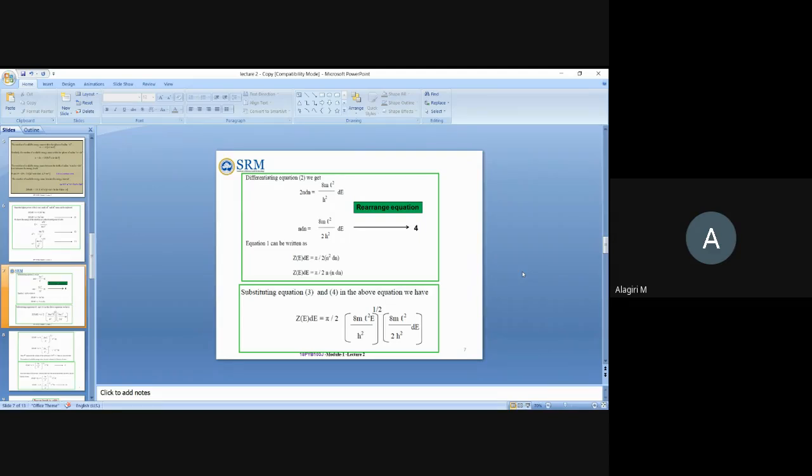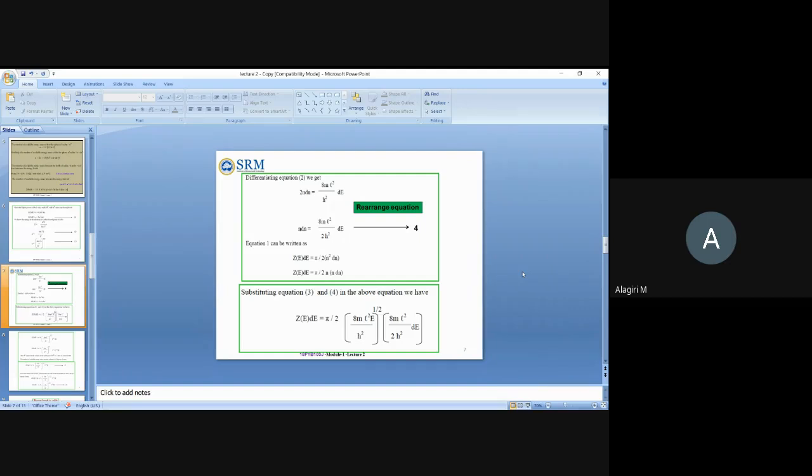Now we would like to take equation number 1. What about equation number 1? Z(E) dE equal to pi divided by 2 into n square into dn. Now we would like to slightly modify this equation. It's n square, right? So instead of n square, we can write n into n. So this equation becomes Z(E) dE equal to pi divided by 2, and instead of n square, we write n into n dn.